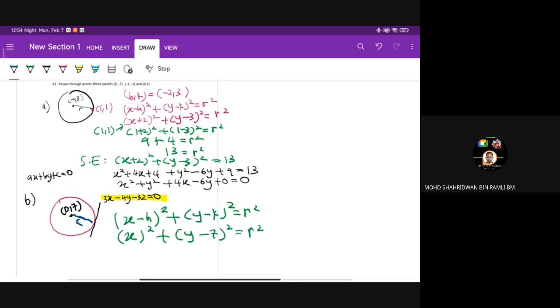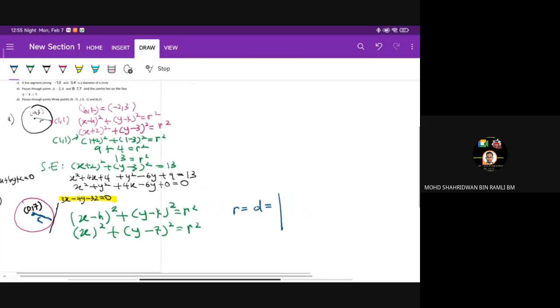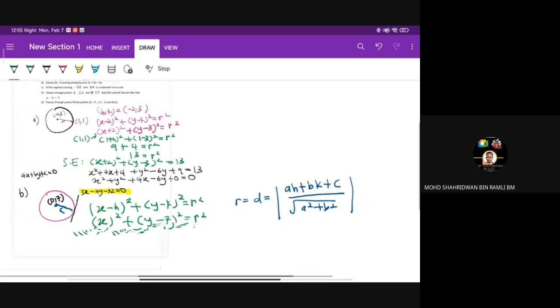So this radius is the shortest distance between this point, the center, to the tangent. So the formula of the shortest distance, which is equal to the radius, is the absolute value of AH plus BK plus C over the square root of A squared plus B squared. This formula also will be given, don't worry.